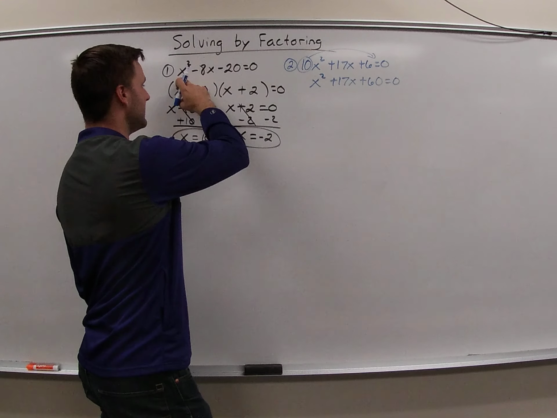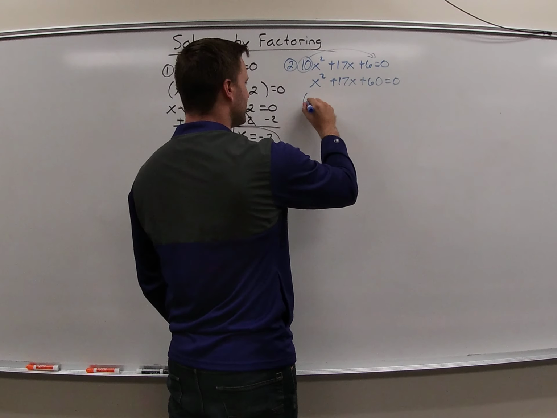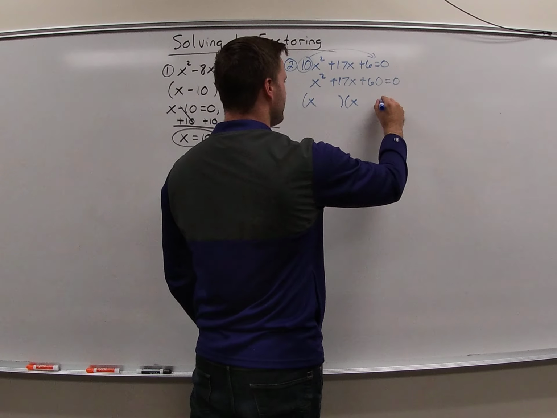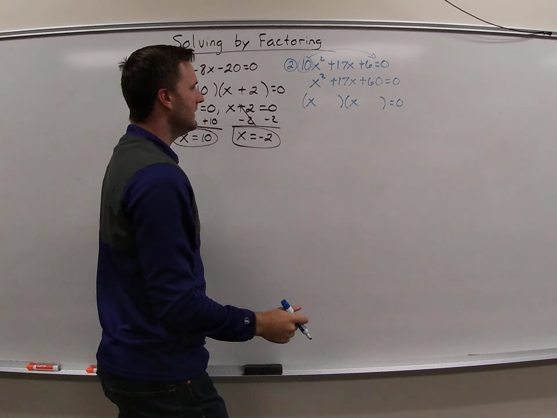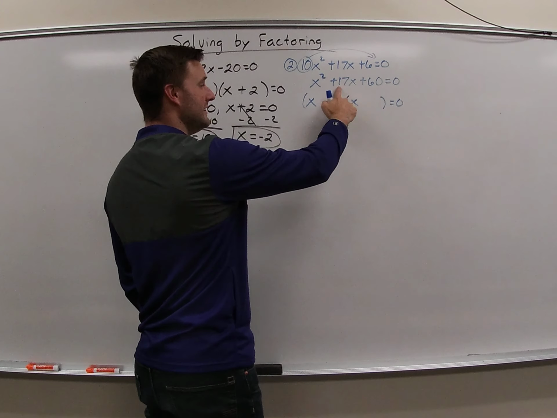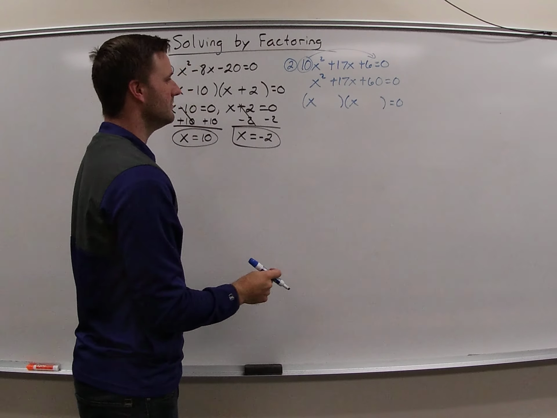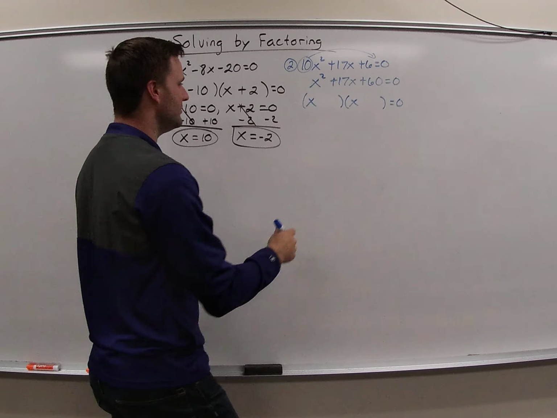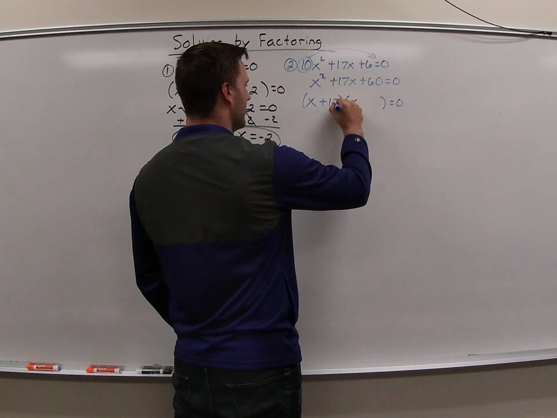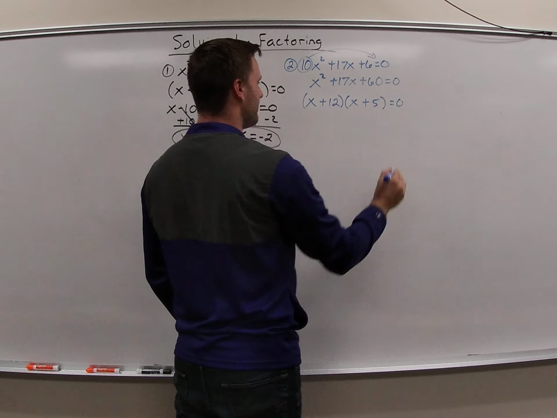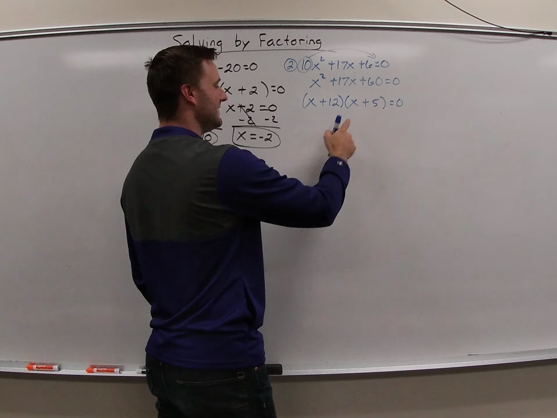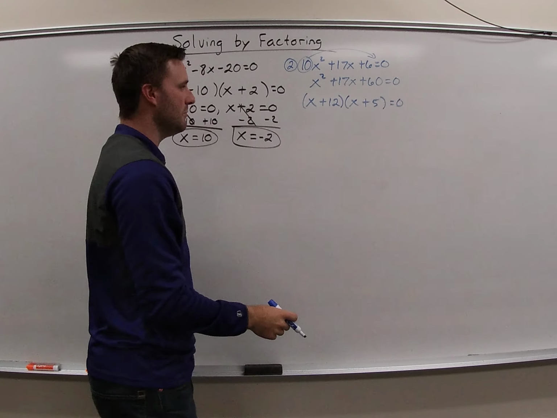Now this problem looks exactly like what we have here. Two sets of parentheses. X times x gives me x squared. And I need two numbers that multiply to 60, but add to 17. Well, I lost my train of thought. 12 times 5, geez. So this is plus 12 and plus 5. So 12 times 5 is 60, and 12 plus 5 is 17.